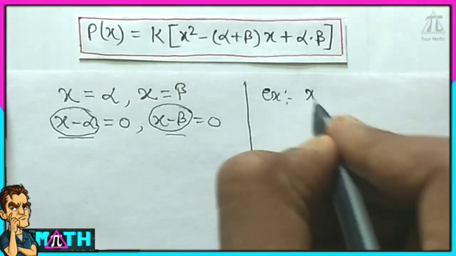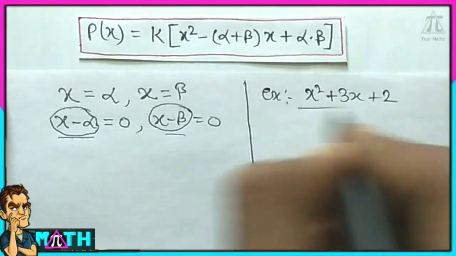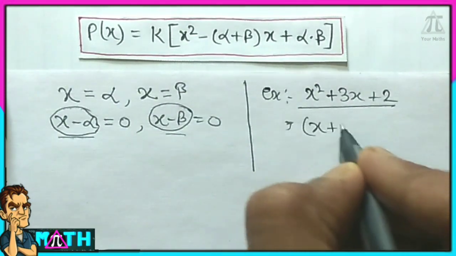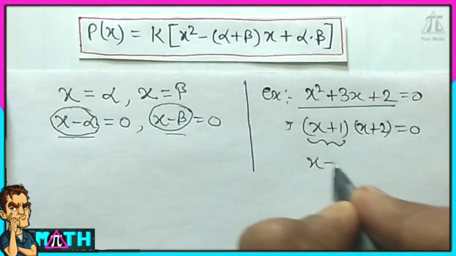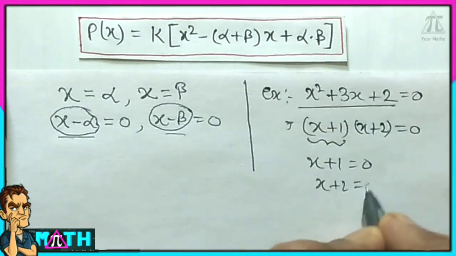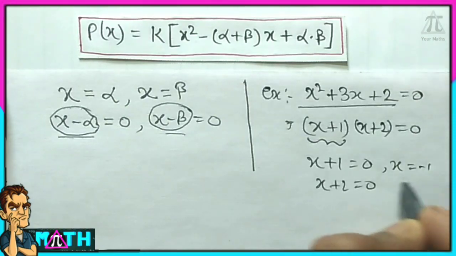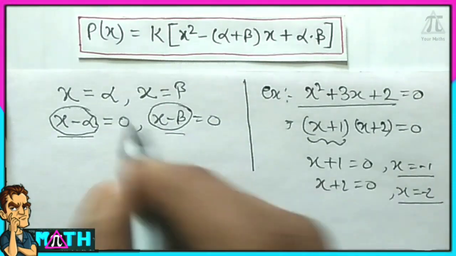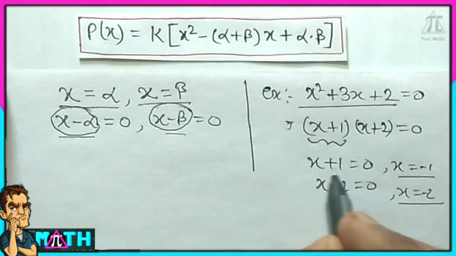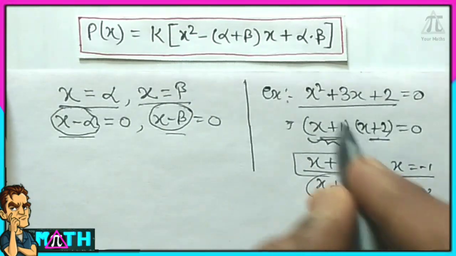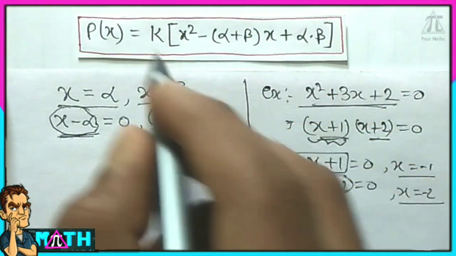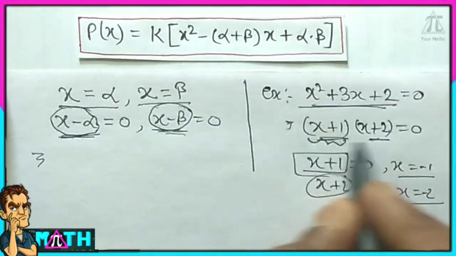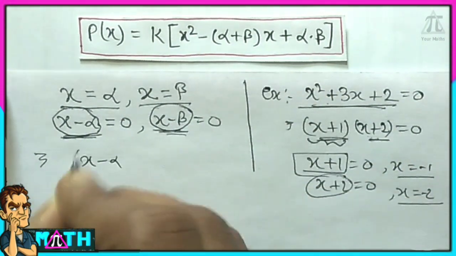Let's take a quadratic equation, x square plus 3x plus 2. When you solve this quadratic equation, you get x plus 1 into x plus 2 is equal to 0. From here you can get the two roots of the equation, that is x equals minus 1 and x equals minus 2, and these are x equals alpha and beta, the two roots of the quadratic equation. And x minus alpha and x minus beta are the factors of that quadratic equation. When you multiply these two factors together, you get the quadratic expression.